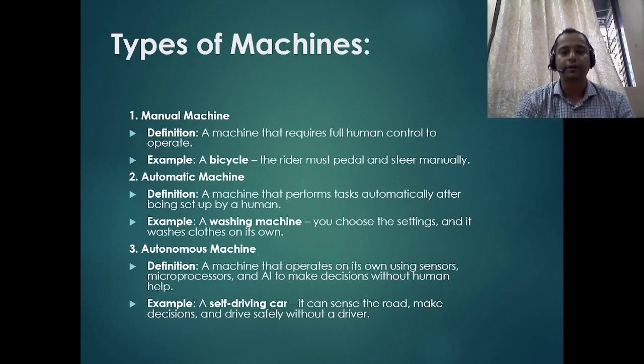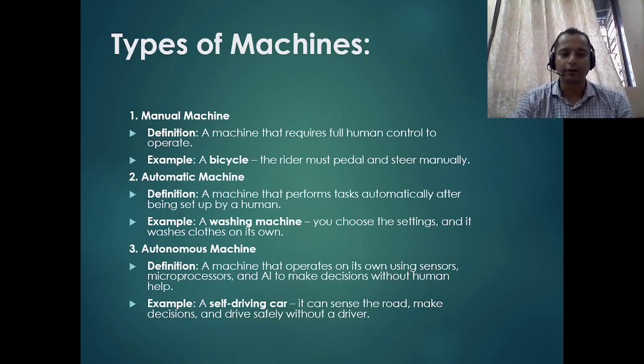Next one is the automatic machine. Automatic machines are machines which are set up by the human to perform a task, and once they have chosen the options, the machine will work on it. The example would be a washing machine, where we choose the setting. Once the setting is done, the clothes are washed by the machine.